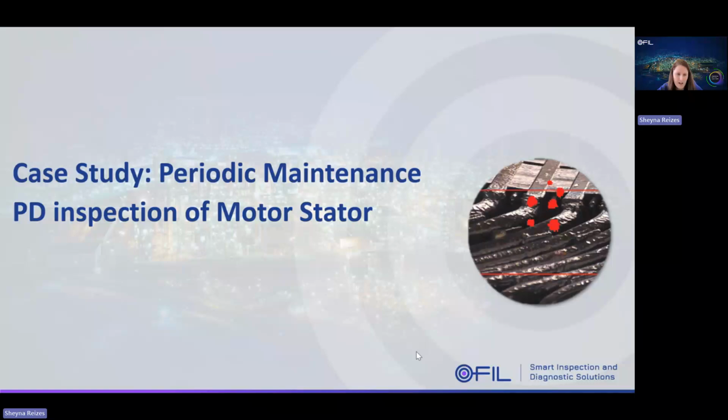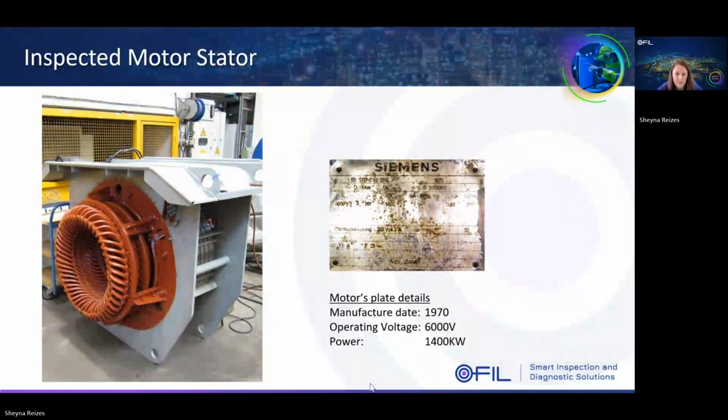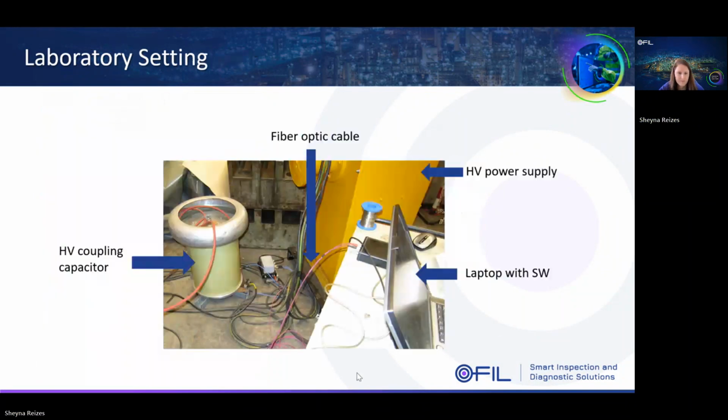Let's take a look at a case study of how UV technology is used for a PD inspection during periodic maintenance. So we see here they inspected the motor stator that was brought in for a periodic inspection. The laboratory setting is seen here. There is a PD measurement equipment connected using coupling capacitors, and the laptop is connected to display the results.